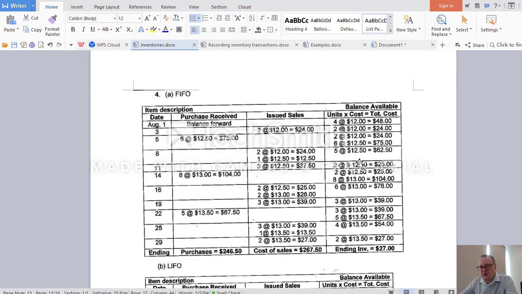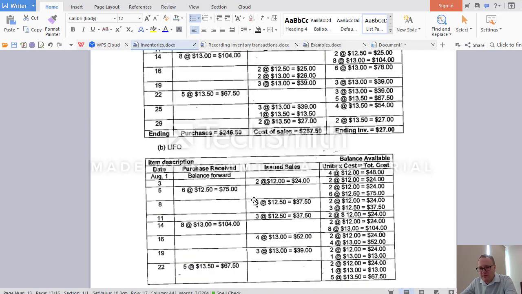You can see that those old items at $12, they disappear, and in the end you do not have them. So you need to double check, of course. Beginning balance 48 plus purchases 246.5 should be equal to 267.5 plus 27. So left hand side will be 294.5 and right hand side 294.5, all correct.